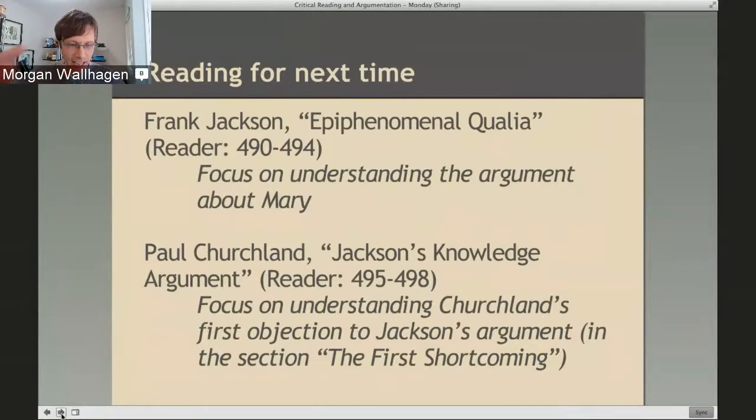Well, we're going to continue this kind of line of thinking with that argument that I just rehearsed in the next paper. So Frank Jackson's paper, Epiphenomenal Qualia. You'll learn a little more about this word qualia if you don't already know it. I want you to focus on understanding the argument about Mary. First, he gives an argument about this guy Fred. Then he talks about Mary. Focus on the Mary argument. And then in Paul Churchland's response to Jackson, focus on understanding the first objection that Churchland gives to Jackson's argument. It's in the section called The First Shortcoming. You can read the second section of Churchland's article if you want to. I don't really plan on talking about that section, but by all means, you can ask questions about it.